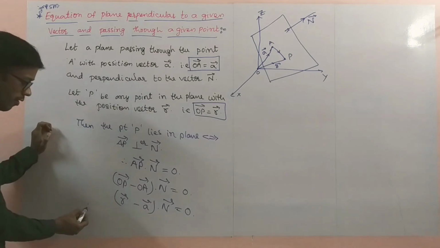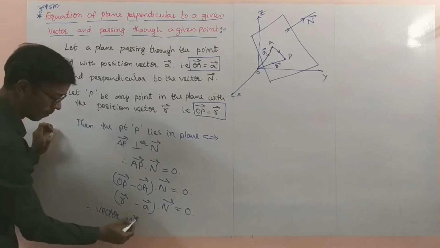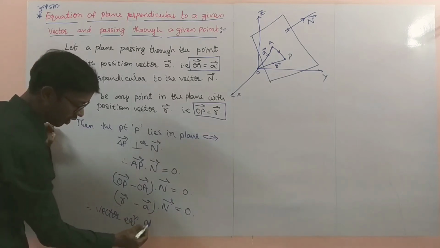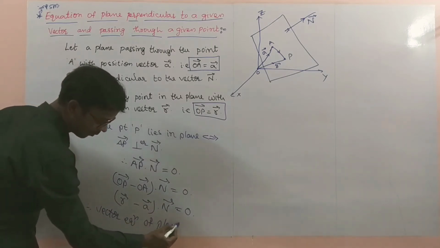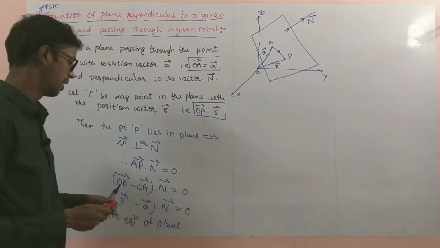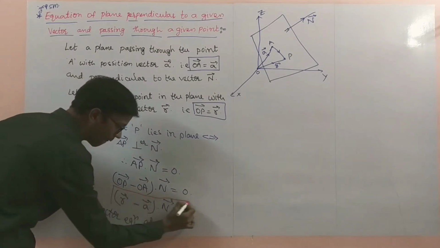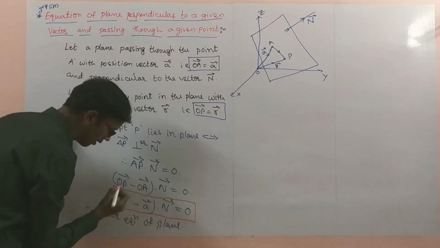So this is the vector equation of plane. This is the vector equation of plane: (R bar minus A bar) dot N bar equals 0. This is the vector form.